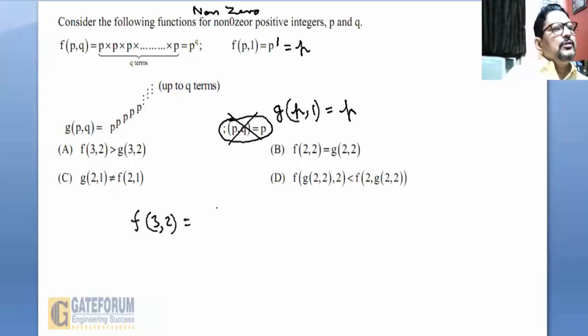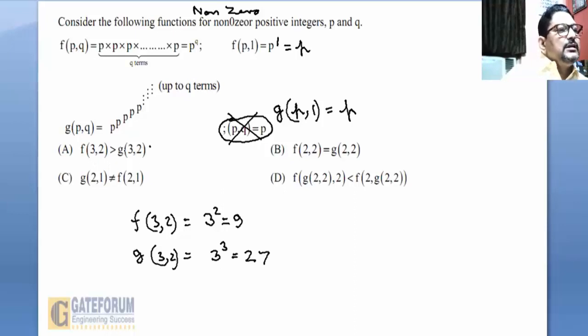F of 3, 2 will be nothing but 3 to the power 2. That is, it's 3 into 3, that is 9. Let us see what is G 3, 2. G 3, 2 means 3 placed twice. GPQ means P placed twice, Q times. So G32 means this. So that is 27. This is 3, 2. So that would be 3 × 3, that is 9. So F32 is greater than G32 is absolutely wrong. It should be the opposite way around.